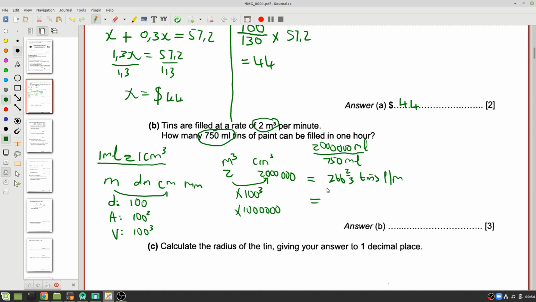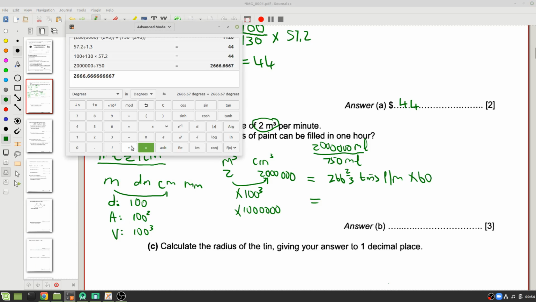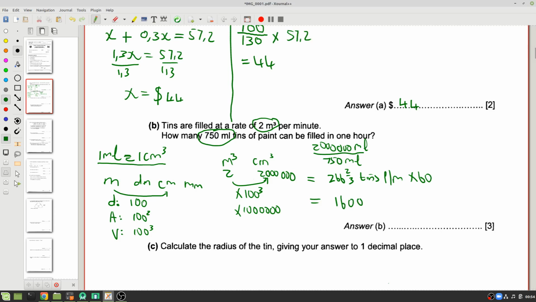But we want to do per hour. So how many minutes are there in an hour? 60. So we're just going to multiply this by 60, and that'll give us the number of tins per hour. Let's type that times 60, and we get 160,000. So 160,000 tins can be filled in 1 hour.